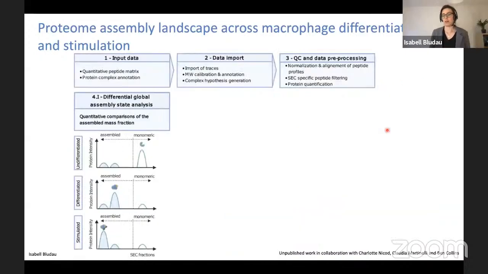So now having this data across a lot of conditions and different replicates, we had to also extend the CCprofiler framework. So as before, we have a quantitative peptide matrix and a protein complex annotation as input data. We then import the data, perform a molecular weight calibration, and generate hypotheses. And then we have several pre-processing modules, for example, that include normalization of intensities across conditions and replicates, and an alignment of the profiles between SEC runs. We then perform our SEC-specific filtering that I mentioned and do protein quantification.